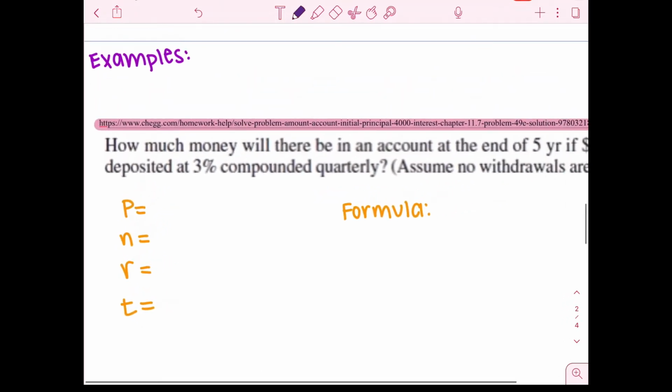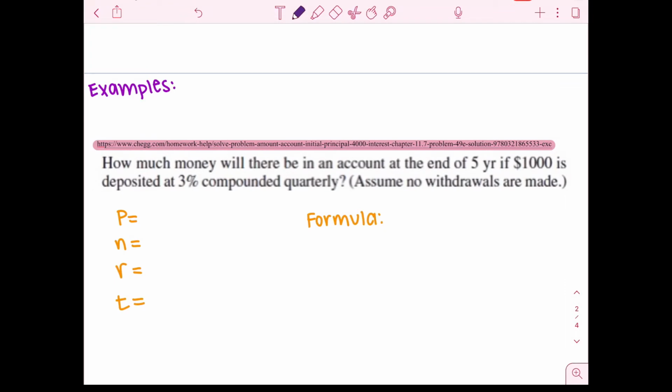So remember that P is our principal, so the amount of money that is invested at first. I'm going to highlight all of the important things in this problem. 5 years, definitely important. 1,000, important. 3%, very important. Compounded quarterly, extremely important. And they said assume no withdrawals are made. So assume that nothing is being taken out from the bank account and all the money is still in there.